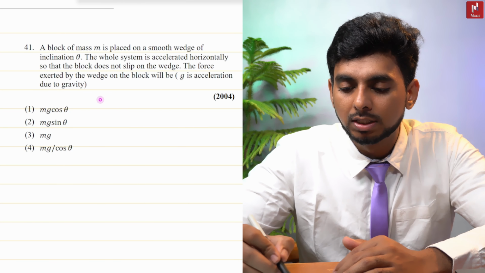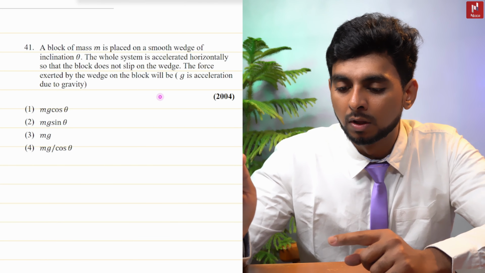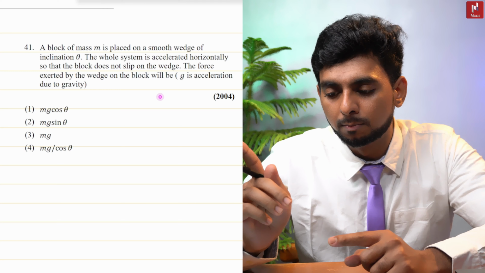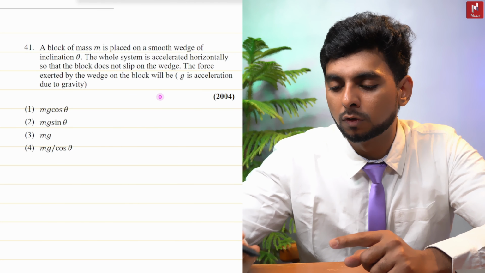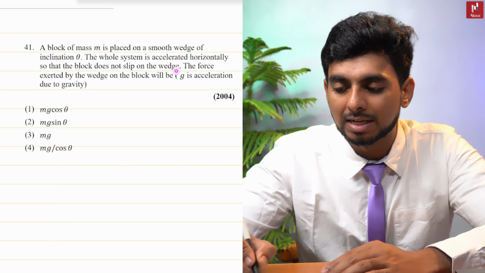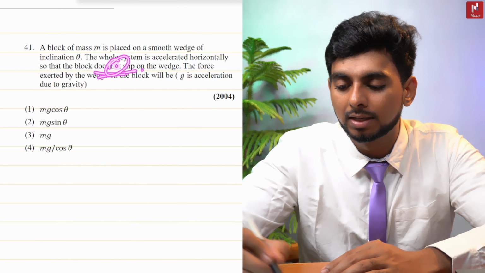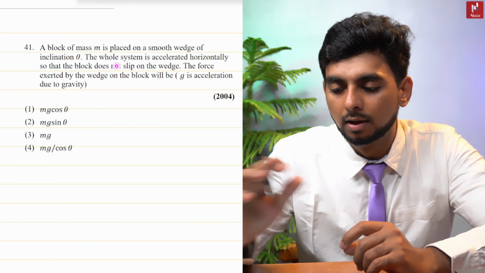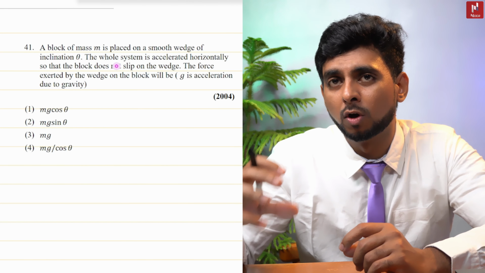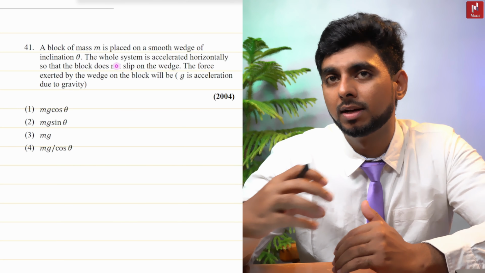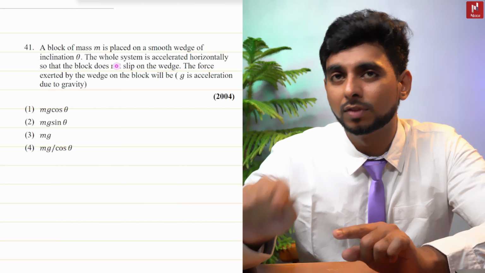The force exerted by the wedge on the block will be, so what force is the wedge going to exert on the block? They're asking us to find the normal reaction. The hint they've given is that the whole system is accelerated horizontally so that the block does not slip, which means the block on the inclined plane has to be at rest, so those forces have to balance.